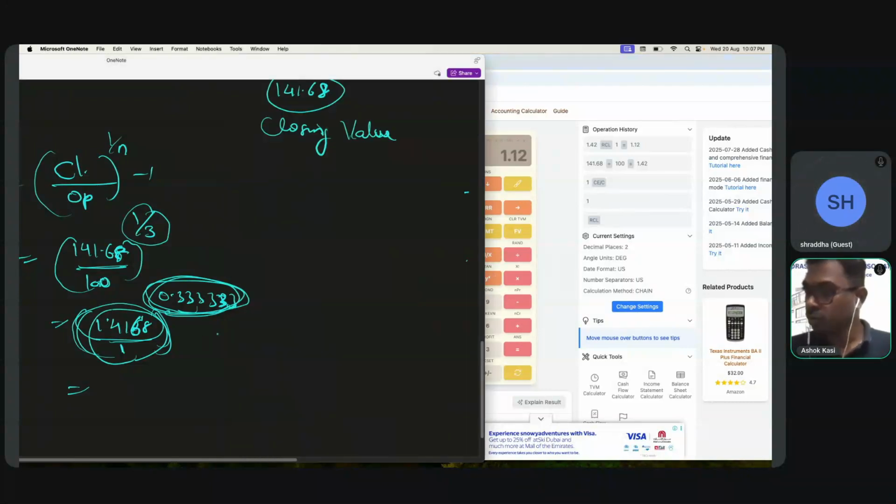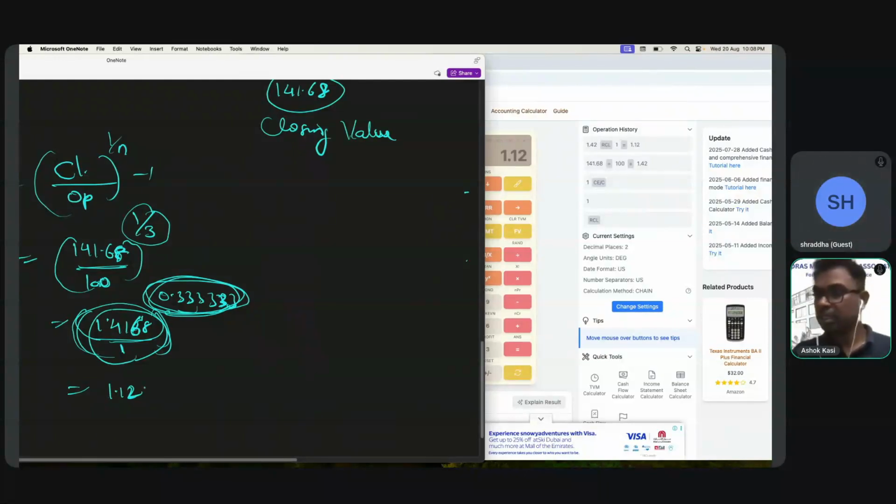1.12. Now what does this mean, 1.12? 1.12 means that 1 is becoming 1.12 in a year. So for every 100 I invest, in that year I am getting 12 rupees. For 1 rupee, it becomes 1.12.